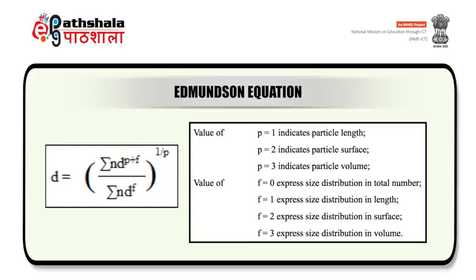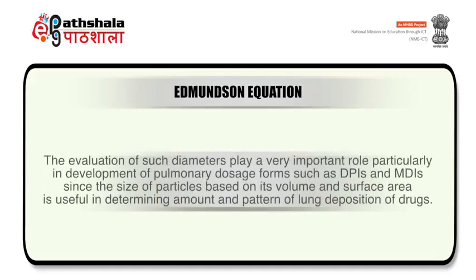Value of f can be 0, 1, 2 and 3. f equals 0 expresses size distribution in total number. An f value of 1 expresses size distribution in length. When f equals 2, it expresses size distribution in surface, and an f value of 3 expresses size distribution in volume. The evaluation of such modified diameters plays a very important role, particularly in the development of pulmonary dosage forms such as DPIs and MDIs, since the size of the particles based on its volume and surface area is useful in determining amount and pattern of lung deposition of the drugs.